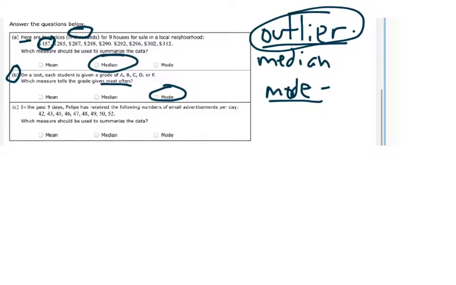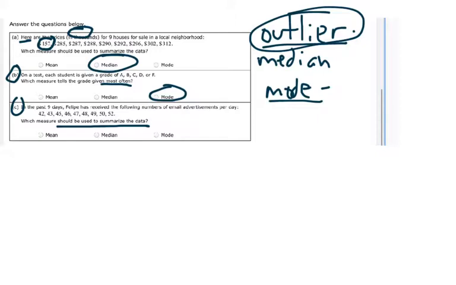And letter C, the next one. In the past 9 days, Felipe has received the following number of email advertisements per day. So this is similar to question A, and the numbers are 42, 43, 45, 46, 47, 48, 49, 50, and 52. Which measure would best summarize the data? Well, again, we're really down to median and mean. That's how we'd want to summarize the data.